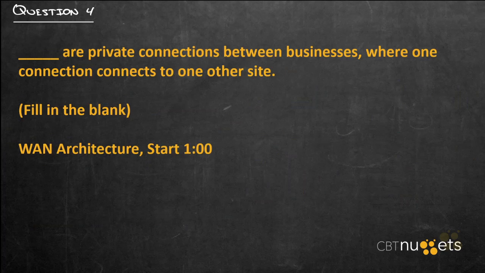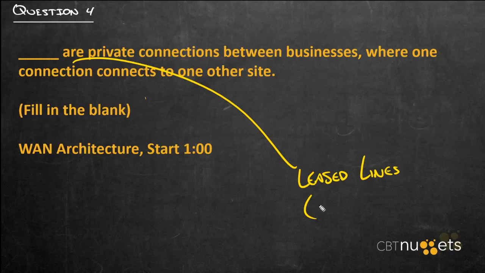Question 4. Blank are private connections between businesses where one connection connects to one other site. The answer is technically leased lines. But I think we could have also taken T1 or E1 or similar connection. There's actually T3, E3, etc. These technically are measures of speed. A T1 equals 1.544 megabits per second.